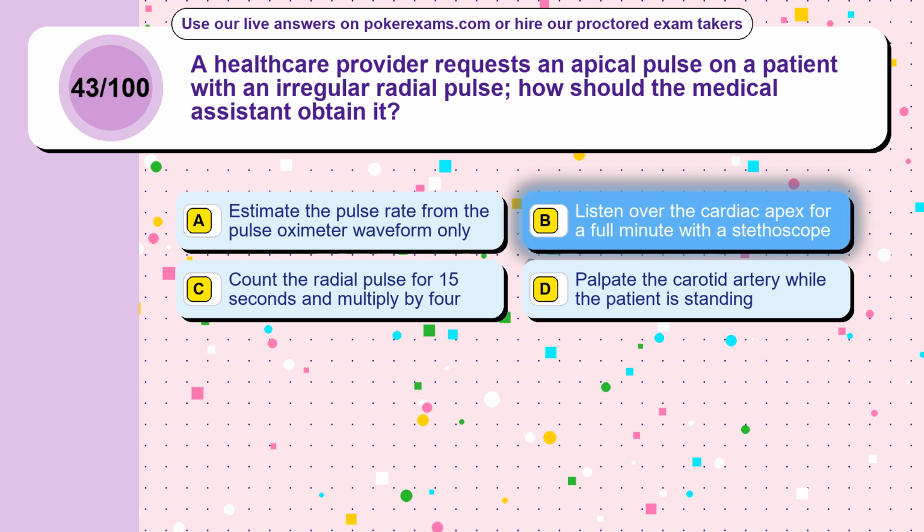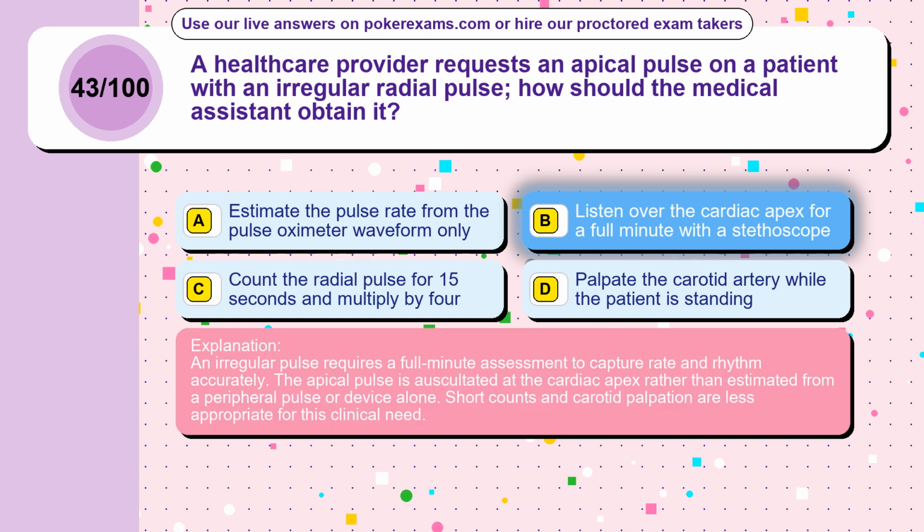Listen over the cardiac apex for a full minute with a stethoscope. An irregular pulse requires a full minute assessment to capture rate and rhythm accurately. The apical pulse is auscultated at the cardiac apex rather than estimated from a peripheral pulse or device alone. Short counts and carotid palpation are less appropriate for this clinical need.